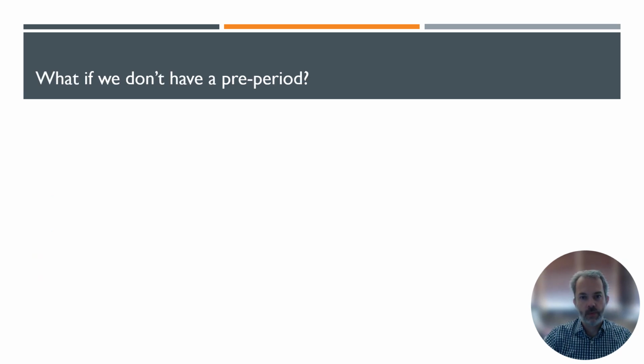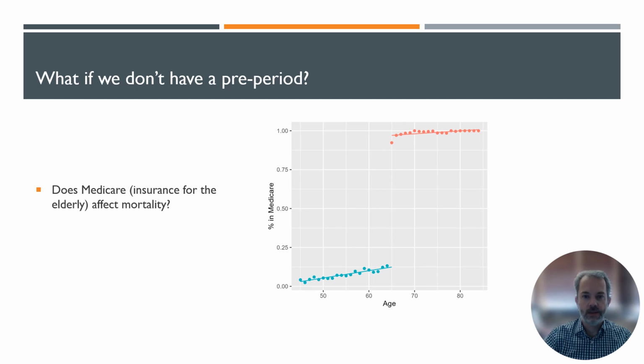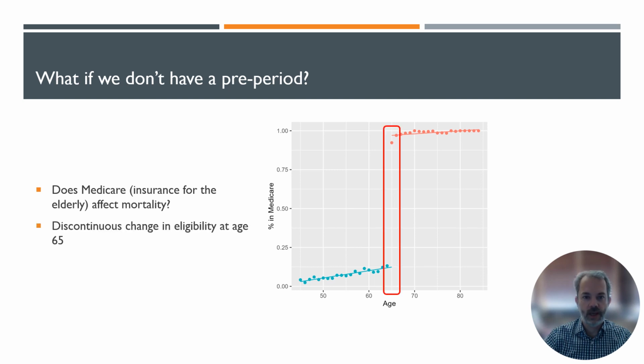But sometimes we can't get a pre-period. So what do we do? We're going to think about this as the effect of Medicare on mortality. We could look at the pre-period, which is before 1966, but data from that era aren't that great. Instead, let's use the increase in Medicare eligibility at age 65. We see a large discontinuous increase in Medicare eligibility at that age. This is very similar to the MLDA paper we read earlier that uses the discontinuous change in drinking at age 21.